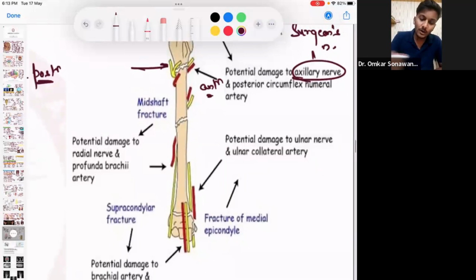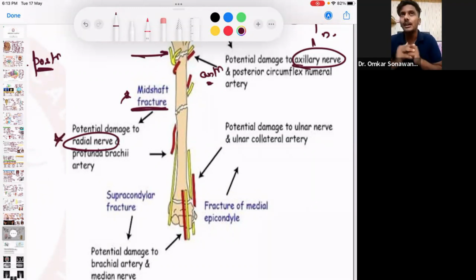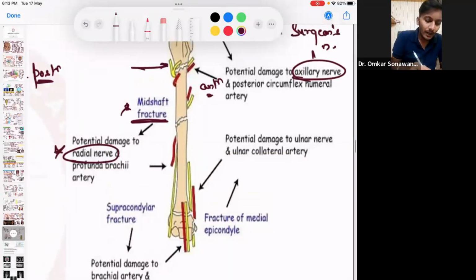Next, if I talk about the mid shaft fracture, this is easy. If there is a mid shaft fracture of humerus, it causes damage to which nerve? Radial nerve, because the radial nerve lies on the posterior aspect of the shaft of humerus, and it passes via which groove? It is known as the spiral groove or the radial groove.